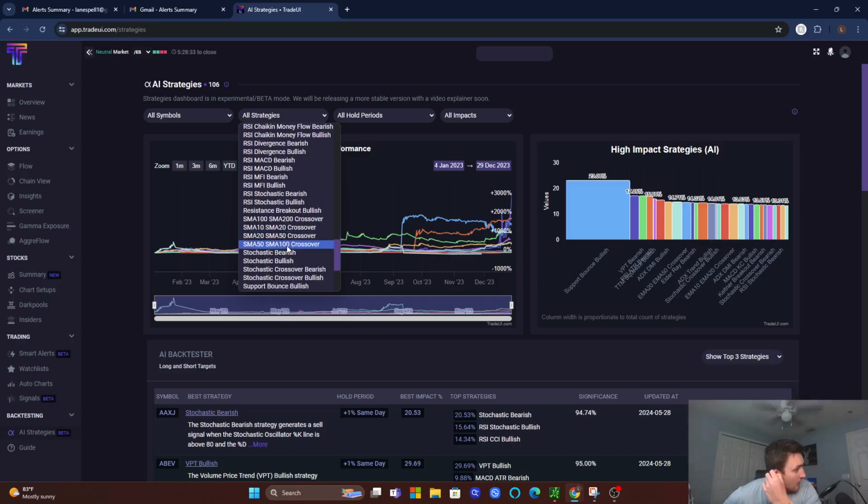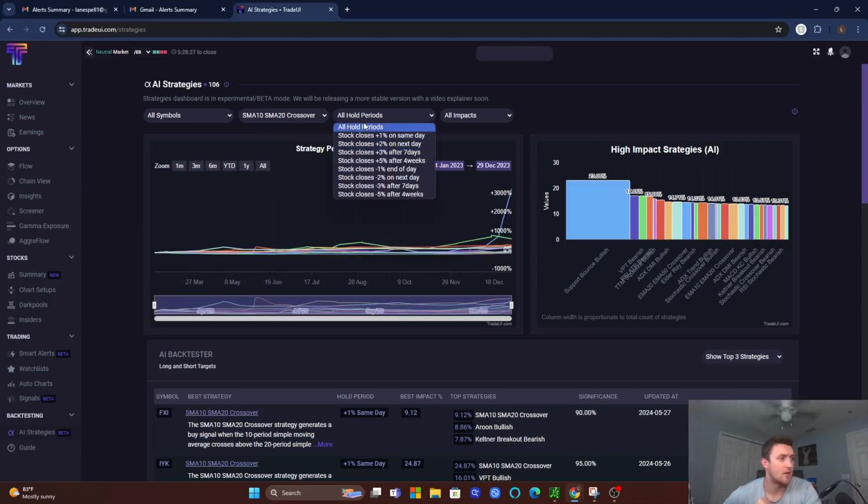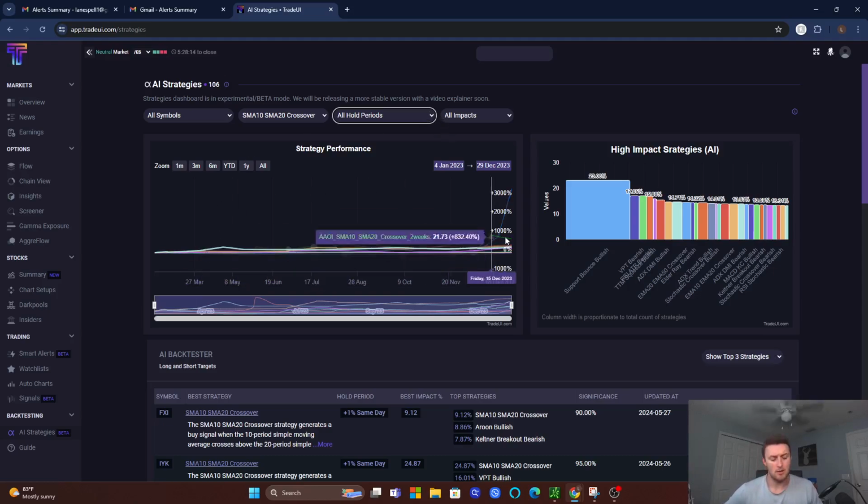There's an RSI one that I was going to bring up. All right, say if you only want to trade simple moving average crossovers, all right? Is there a hold period you like? Do you like scalping? Do you like next day trading? Do you like holding for a week or even holding for a month? Know who you are as a trader and then set your alerts based on that. That way you can figure out what's going to come to you in real time.